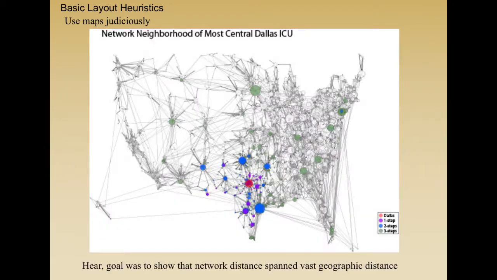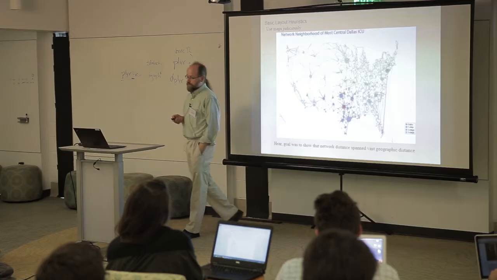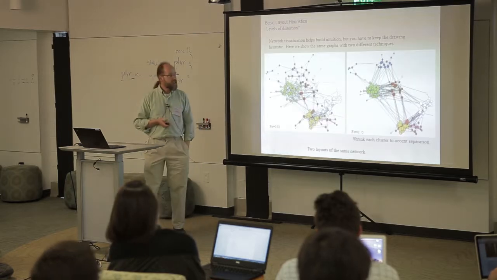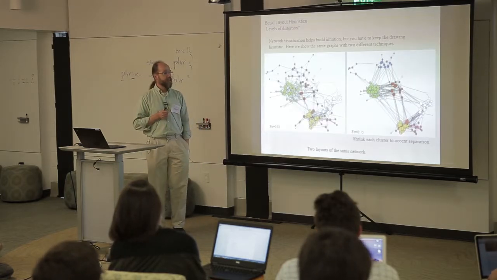So in this case, for example, the reason we wanted to use a map was we wanted to highlight the fact that even though a patient might get admitted in Dallas, they're only 2 steps away from Chicago, New York, or Colorado.